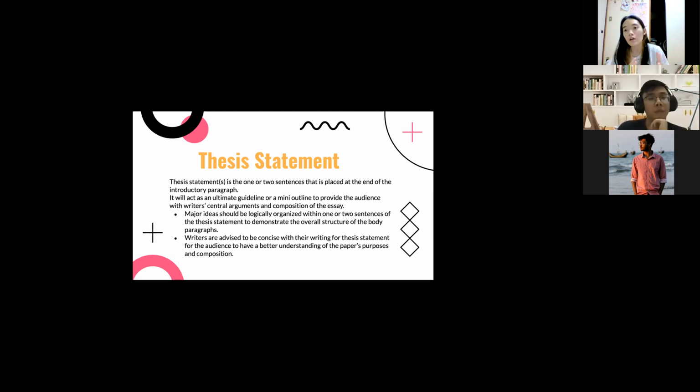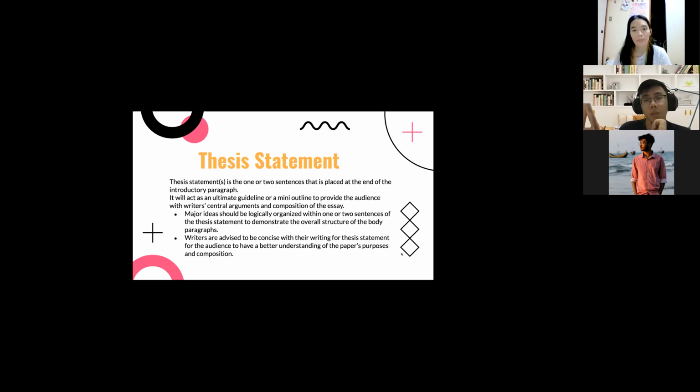And also, of course, it sounds like we have a lot of things to fit in a thesis statement, but you want to be as concise as possible because you want them to have a basic understanding of your paper's composition. So you don't want to overcomplicate it at the very start. Just give them an expectation of what you're going to write in your paper. Okay, that's pretty much about the thesis statement.